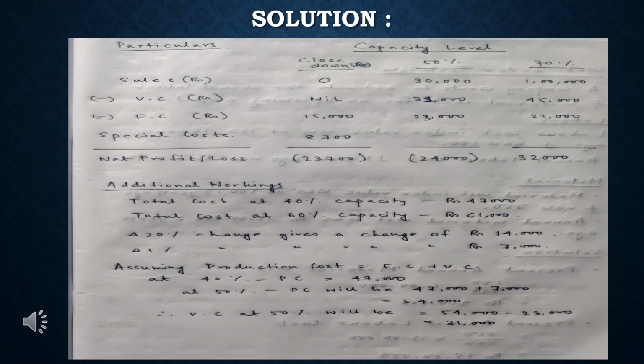Let's see. In closing down, definitely there will be zero sales. Zero sales will definitely recover to zero variable cost, whereas the closing down fixed cost figure we are getting is 15,000 from the chart itself. And most importantly, the special cost is practically the cost mentioned as the cost of closing down, which was an additional cost of 5,300, and the cost of reopening at 3,400. Adding those two up, we get the special cost, particularly in this column of closing down, that is 8,700.